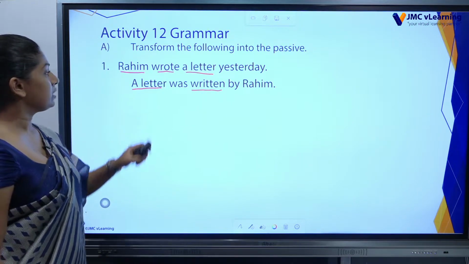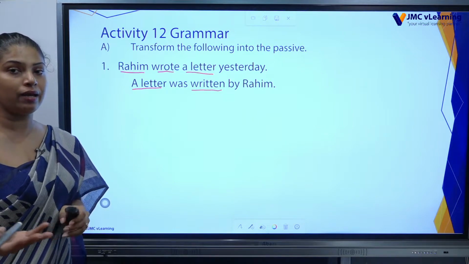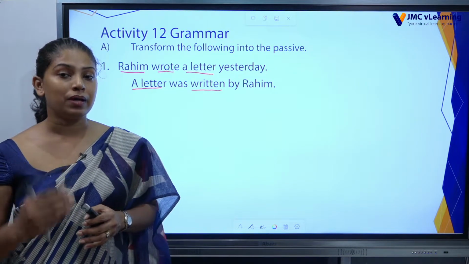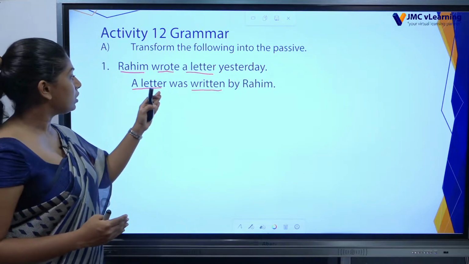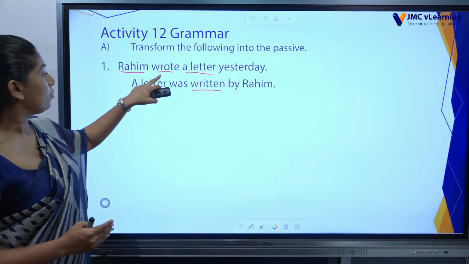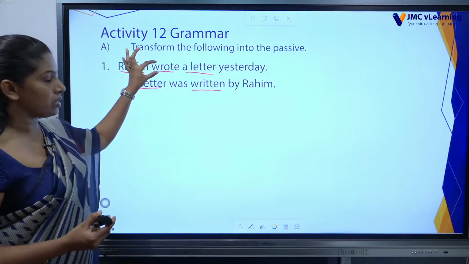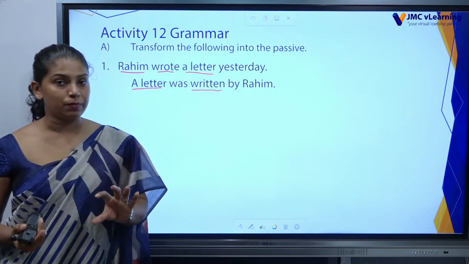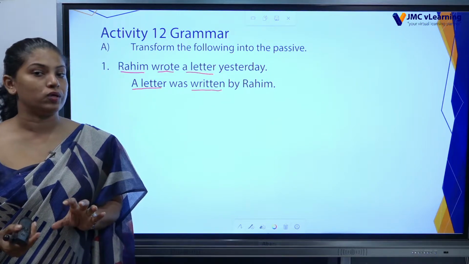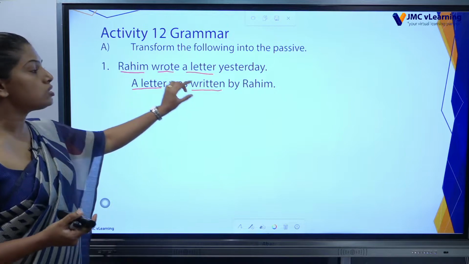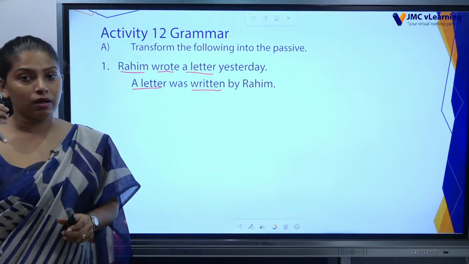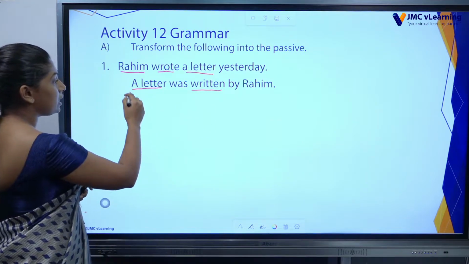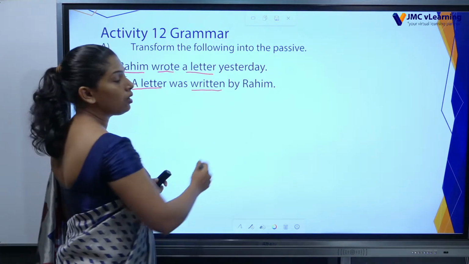The verb is given here, wrote. Why can't we use it like wrote or write? Because we know in passive voice the verb must be in past participle. So the verb write is given here as wrote because this is past. But in passive voice we have to write it in past participle because that is the rule of passive voice. So here write, wrote, written is the past participle of the verb write. So we have written it like a letter was written by Rahim.